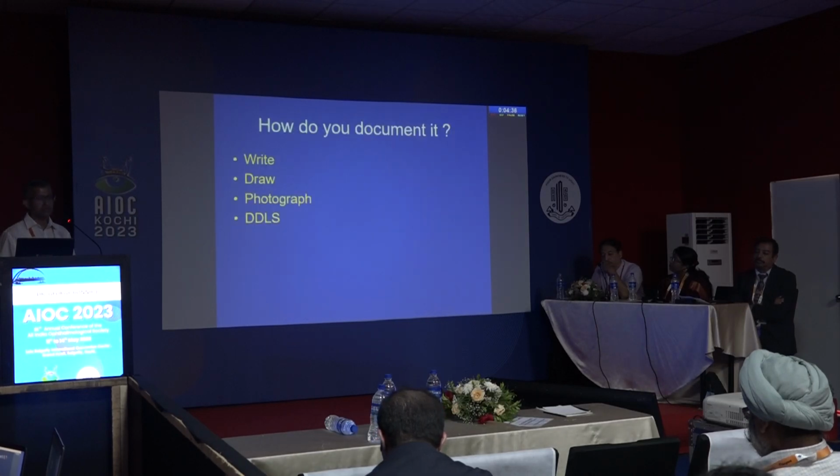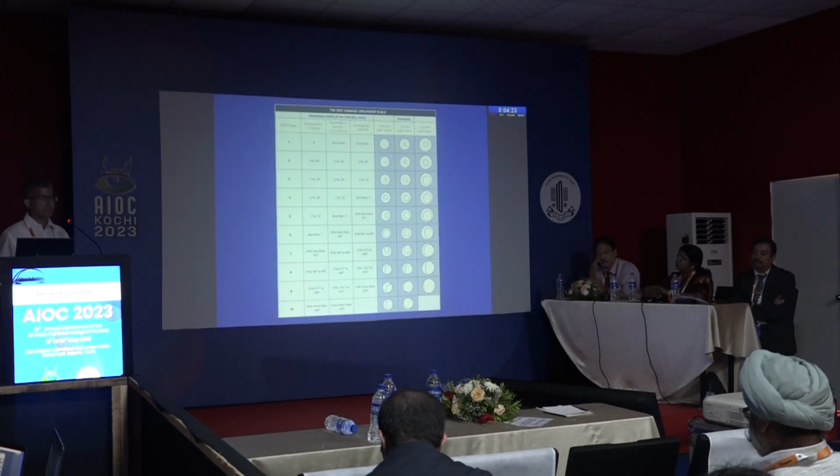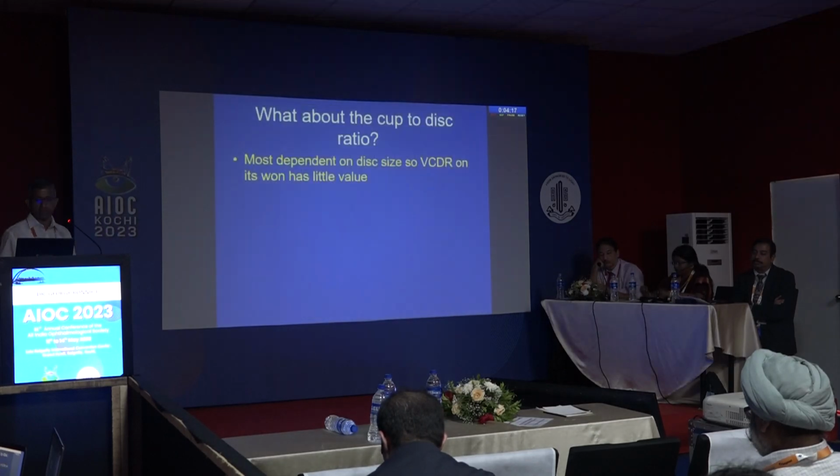So how do you document this? You can write it, which is not a very efficient way of doing it. You can draw it, which is much better, and drawing it actually makes you focus on each part of the disc. Photographing is of course the best way, or you can use something like the DDLS scale, with which you can sort of classify the disc into each of these groups. This is available online without any problems.